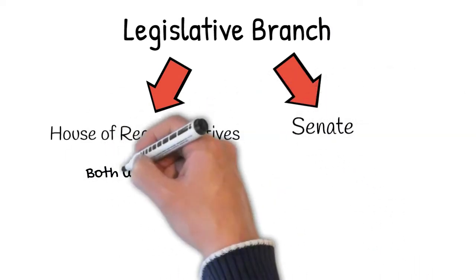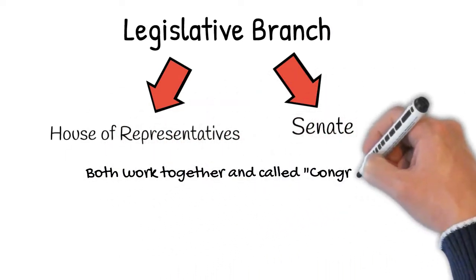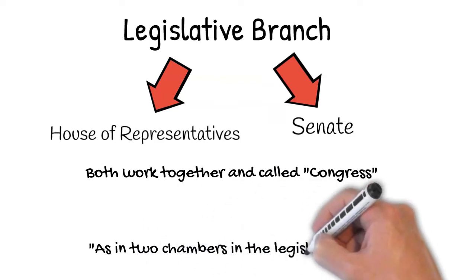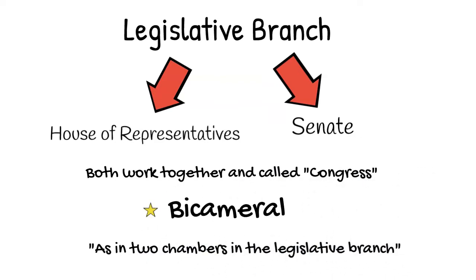Because the legislative body is made up of the House of Representatives and the Senate chambers, it is known as a bicameral government. This is because both chambers, Senate and House, control the legislative branch.